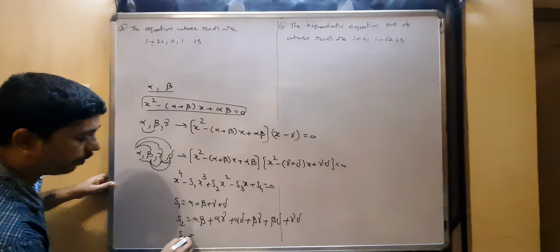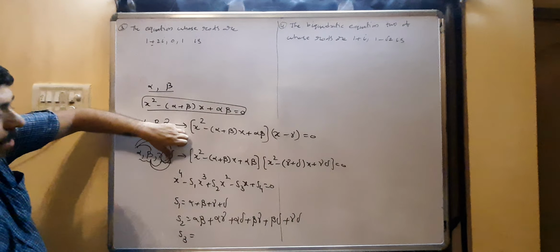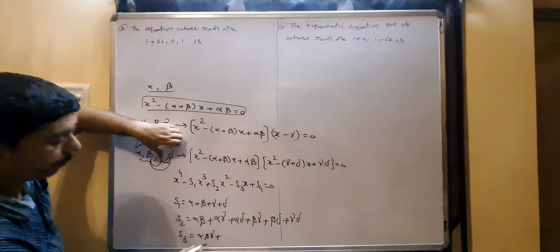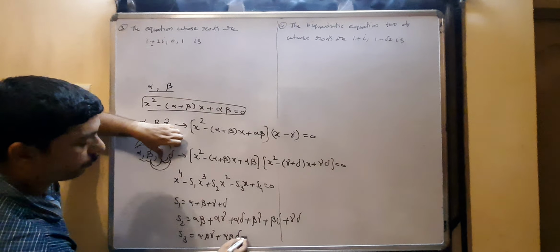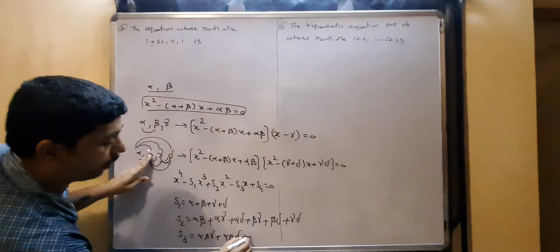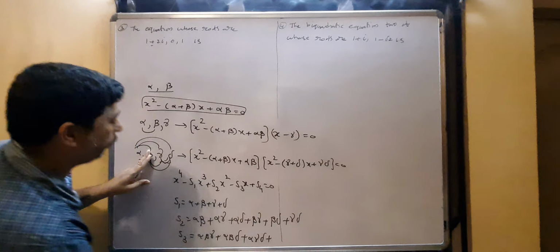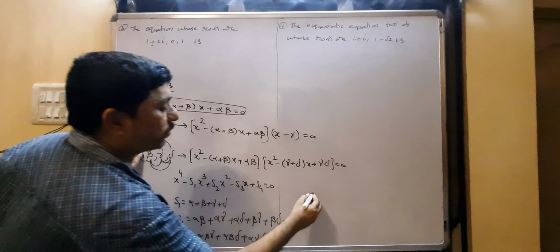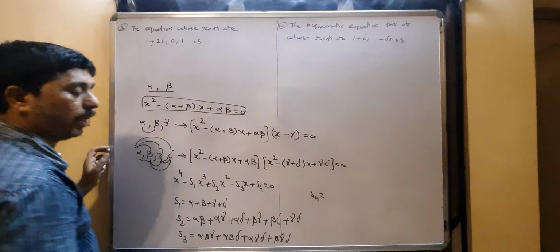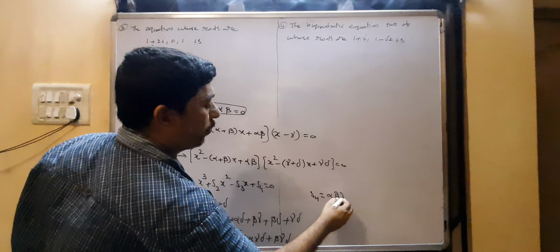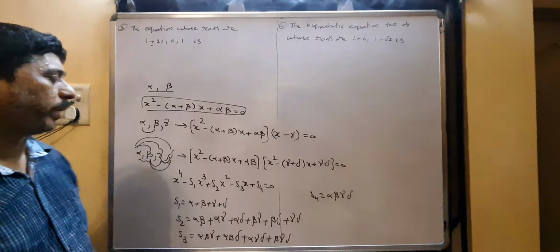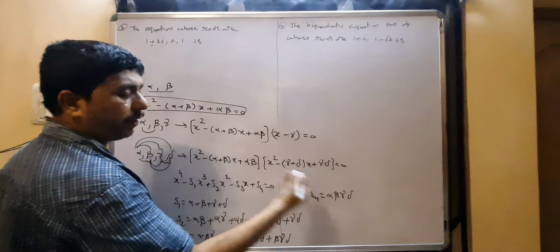Next S3 is the sum of the product of three roots, closing one root: alpha beta gamma plus alpha beta delta plus alpha gamma delta plus beta gamma delta. Now S4 is the product of four roots, that is alpha beta gamma delta. If we find S1, S2, S3, that is a lengthy method. So you have to apply this formula two times, and we get the answer.